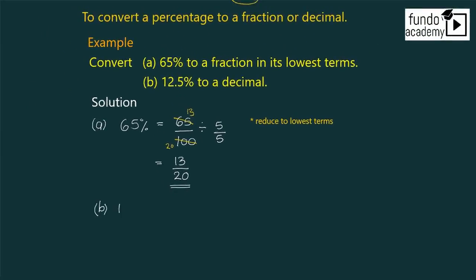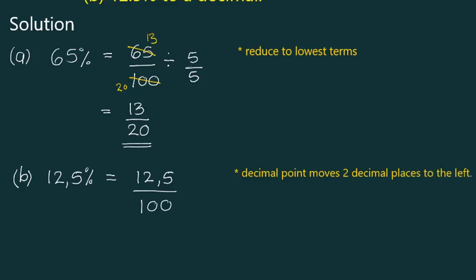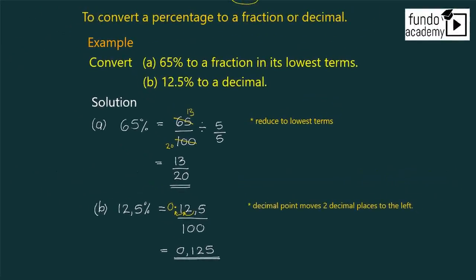And on part B, 12.5% expressed as a decimal, it will come out as 12.5 over 100. And what does that mean? It means our decimal point moves 2 decimal places to the left, so it's 1 2, our decimal point comes here and a 0 behind it. Alright, so our answer comes out as 0.125 as a decimal. So that's how we can express a percentage as a fraction or a decimal.